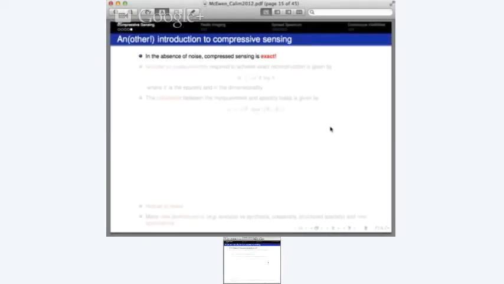In the absence of noise, this theory is all exact. You can say exactly how many measurements you need to recover an underlying signal of dimension n. The number of measurements you need depends on the sparsity, where k here is the number of non-zero terms in that basis. So this is a constraint for exact reconstruction. How many measurements do we need?